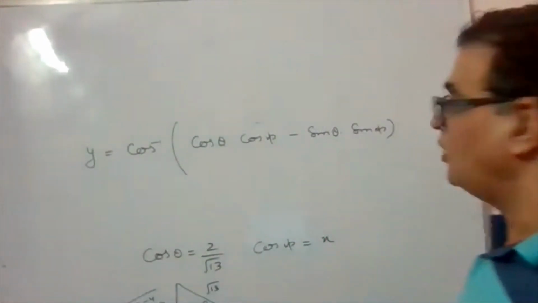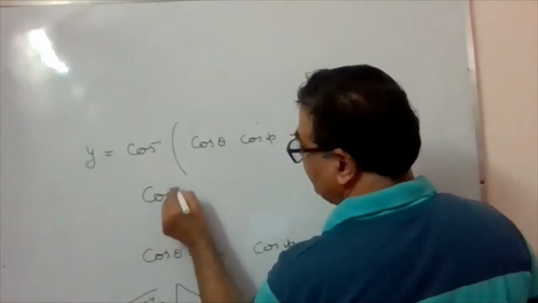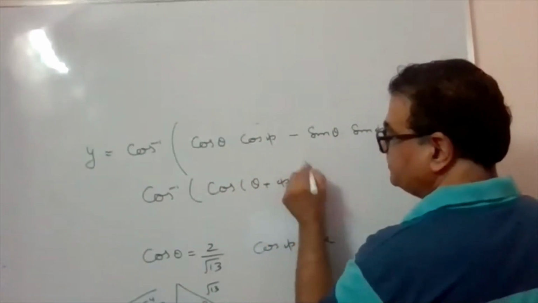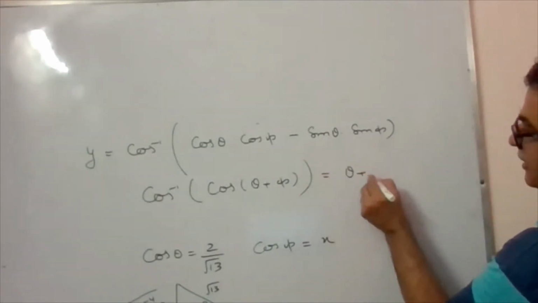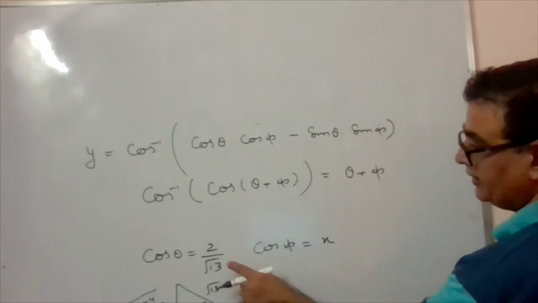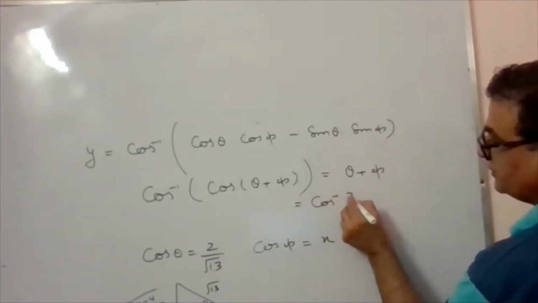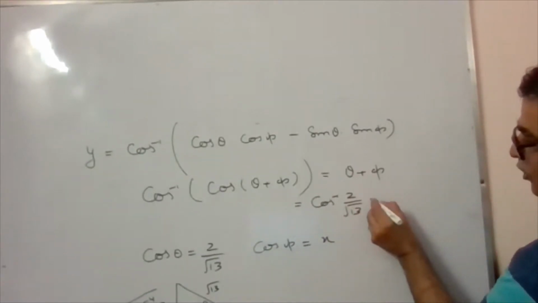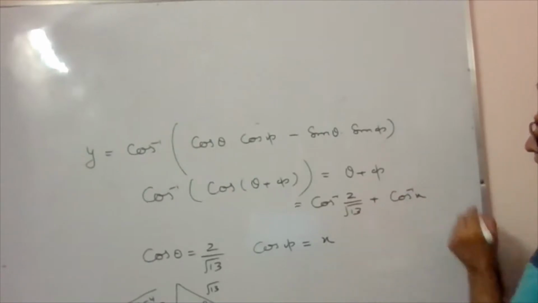So the formula is cos inverse of cos A cos B minus sin A sin B. The formula says cos inverse cos of theta plus phi, so it comes out to be theta plus phi. What is theta here? Theta will be cos inverse 2 by root 13, plus cos inverse of x.